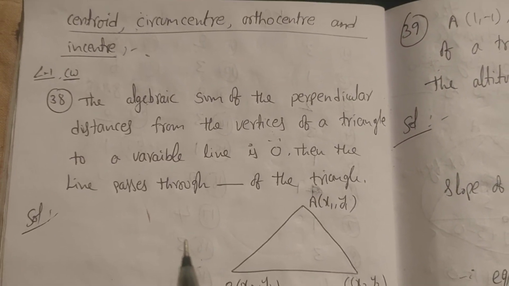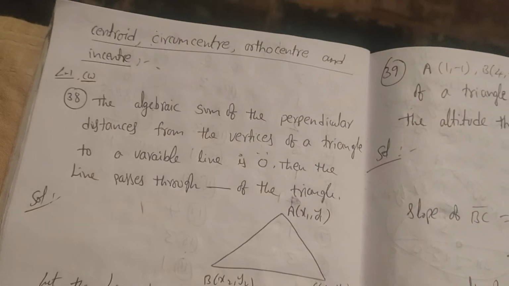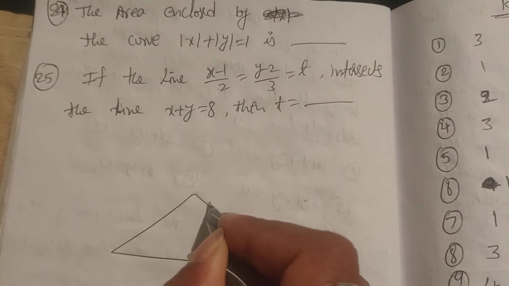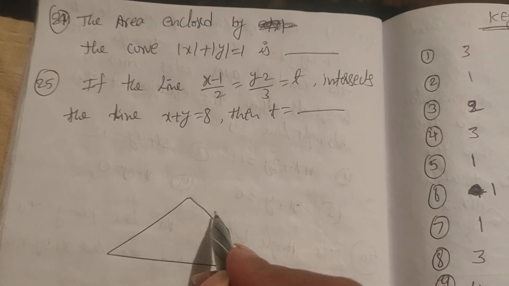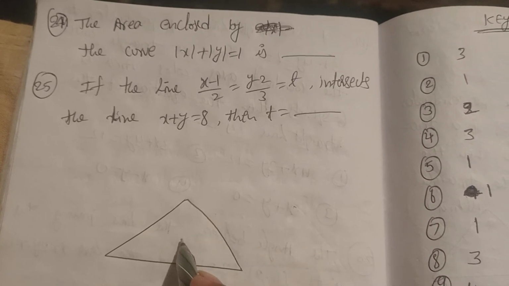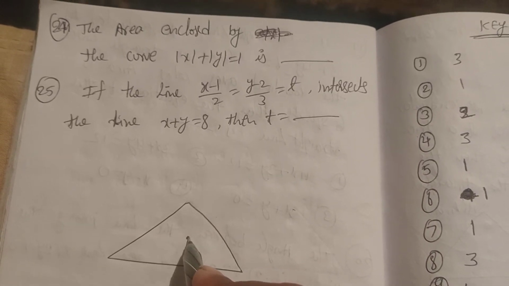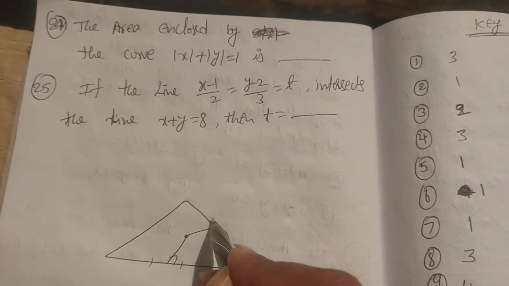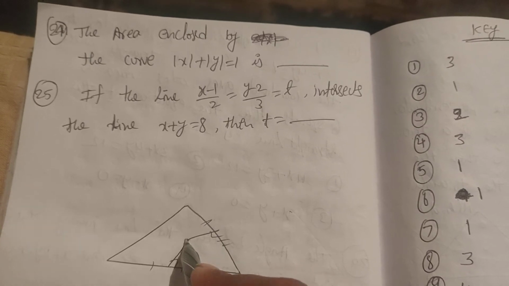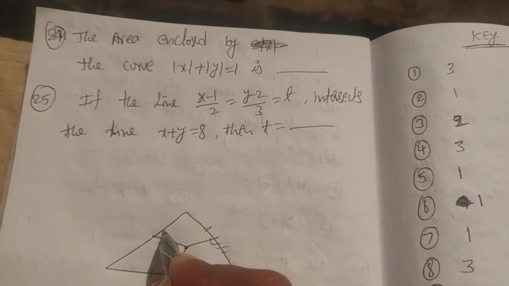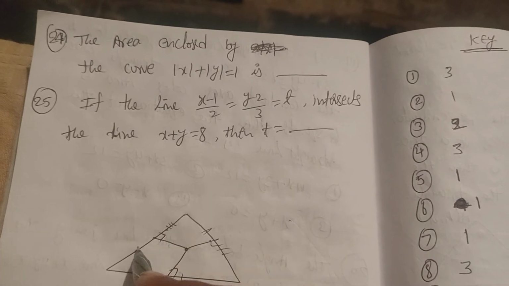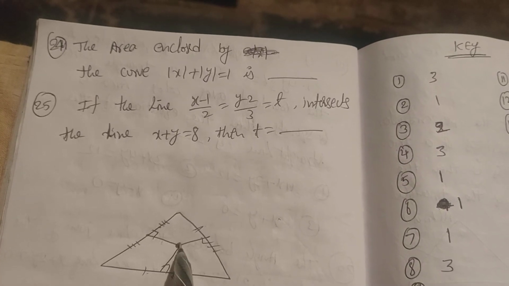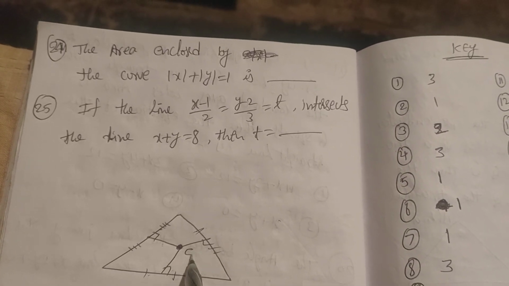For the circumcenter, suppose this is the triangle. The point of concurrence of perpendicular bisectors, meaning lines passing through the midpoint and perpendicular to the side. These two are equal, these two are equal, these two are equal. This is called the circumcenter, generally denoted with S.